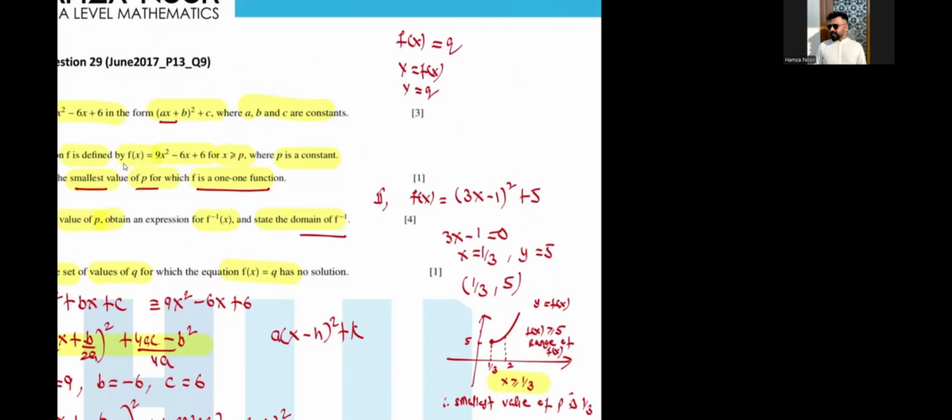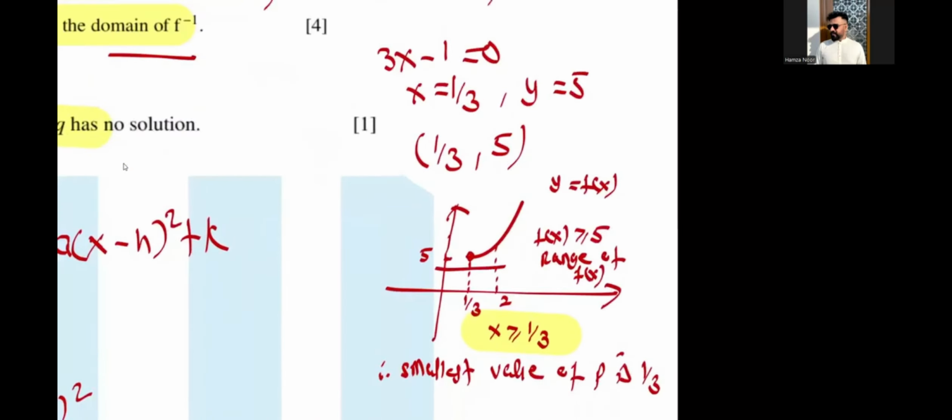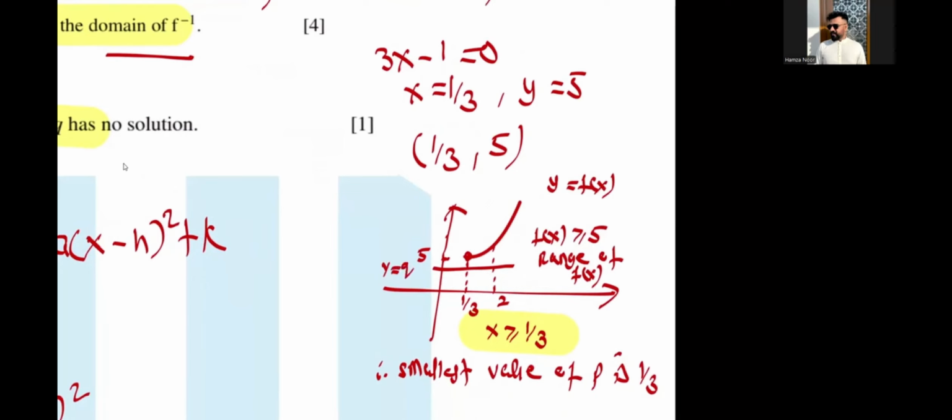I need to make the horizontal line y equals q in such a way that there is no intersection between the graph of f(x) and the line y equals q, meaning the equation f(x) equals q has no solutions. So I'm going to draw the horizontal line in this way, below the turning point of the quadratic graph, because I don't need any solutions here. Under this condition, I need to state the set of values of q. So q is below the y coordinate of the turning point.